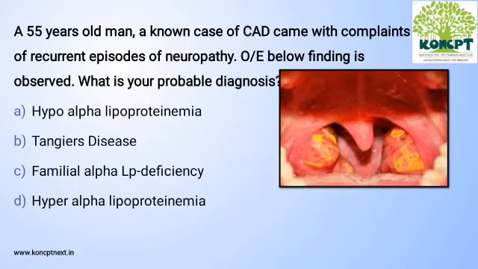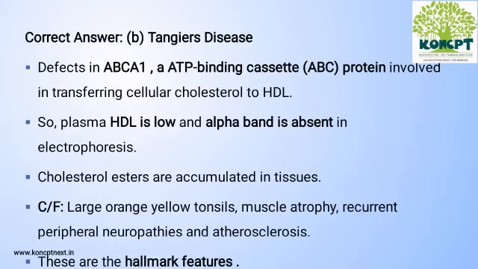And the fourth question is: a 55 year old man, a known case of coronary artery disease, came with complaints of recurrent episodes of neuropathy. On examination, the below picture was observed. So what is your probable diagnosis? The options are hypo-alpha lipoproteinemia, Tangier's disease, familial alpha lipoprotein deficiency, and hyper-alpha lipoproteinemia. So the correct answer for this question is Tangier's disease, option B.